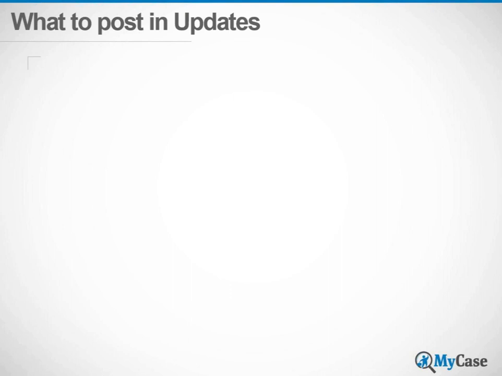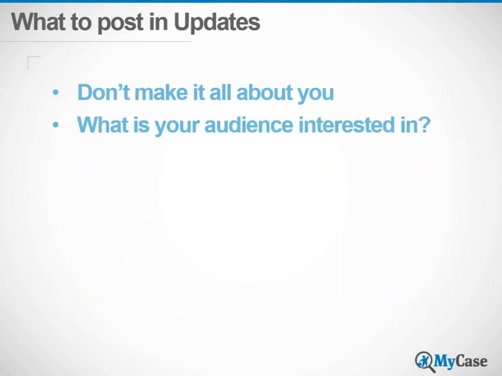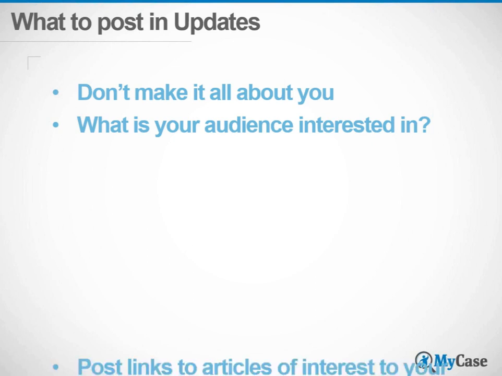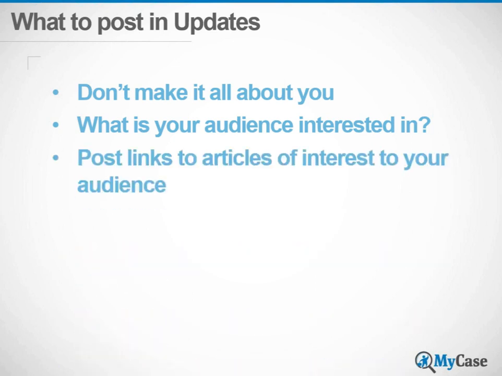So for those of you who never post, maybe it's because you're not really sure what you should post in an update. And again, my advice is not to make it all about you. You want to talk about what your audience is interested in. And a lot of times that's links to articles that might be of interest to your audience. Maybe there's an article in the Times, or maybe there's something that you see on LinkedIn Pulse in their news feed that you think would be interesting to your audience.